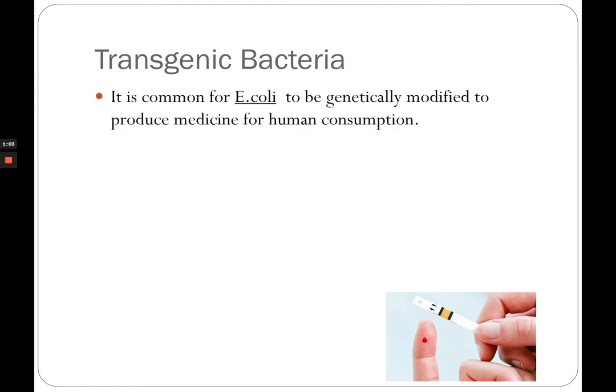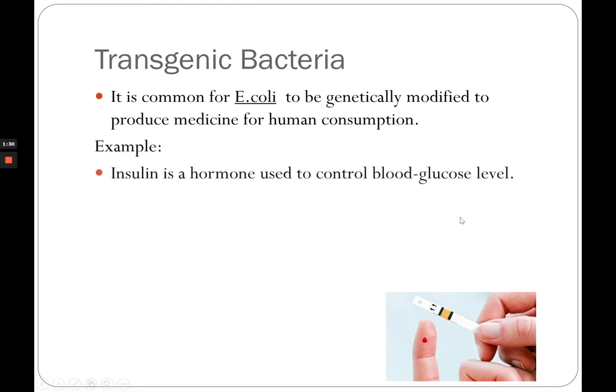It is very common for geneticists to use E. coli, okay, to be the genetically modified bacteria. So genetically modified E. coli, it's basically designed to produce medicines for humans. And one of the medicines that we rely on from this GMO bacteria is insulin. Now, insulin is a hormone that's produced by the human body, and it's used to control the amount of sugar that's in the blood. So that's why we call it blood glucose level.